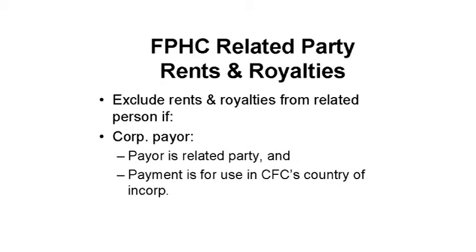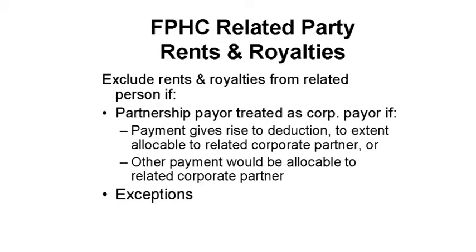Such payments are treated as coming from a corporate partner, a requirement for the exclusion, to the extent allocable to that partner. Also, rents and royalties are not excluded to the extent the deduction of the payor is allocable to Subpart F income. And here's a quiz.